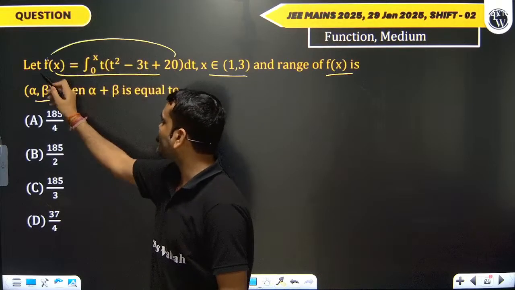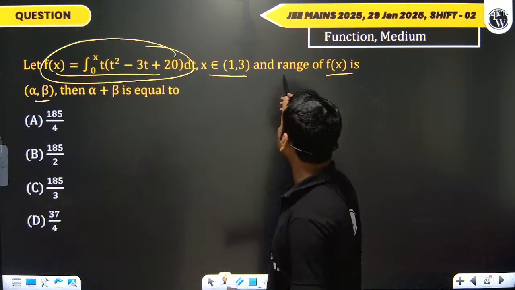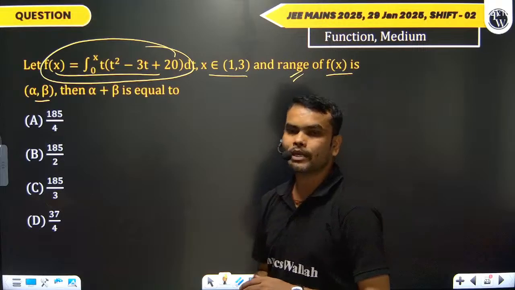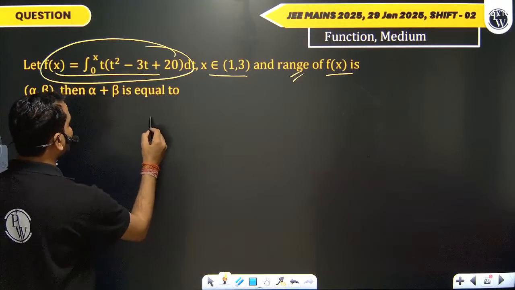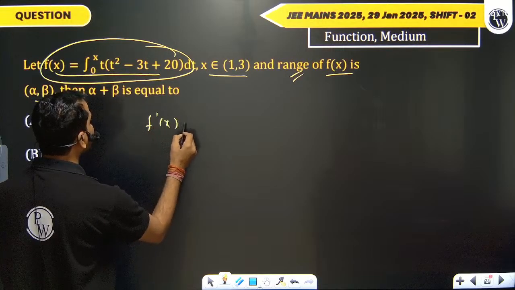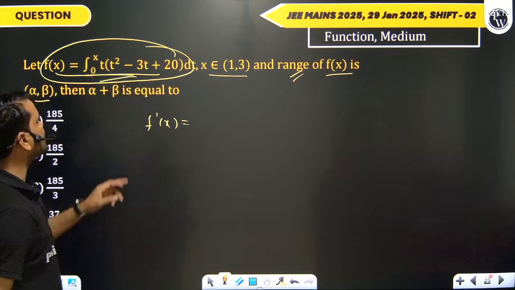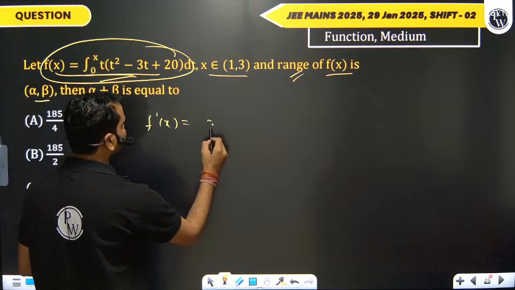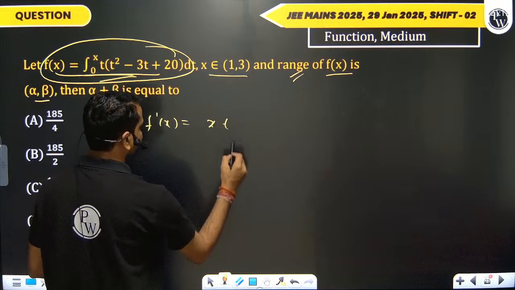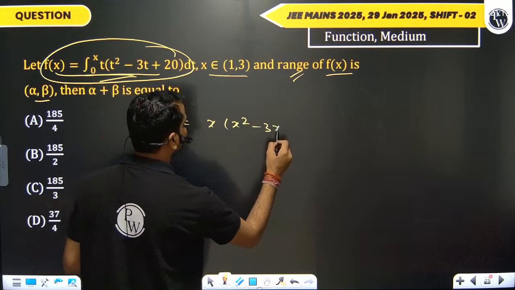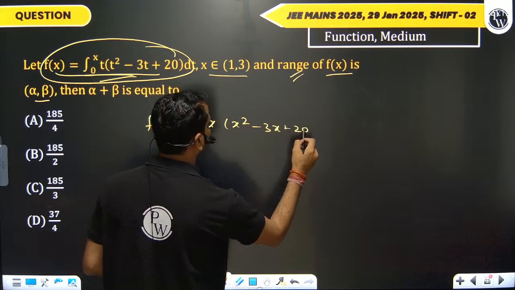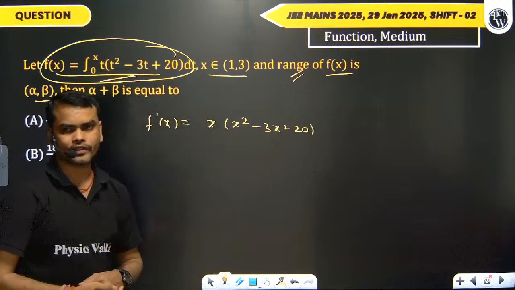Whenever you see this kind of expression and they are asking about the range, maximum and minimum value, it means you have to differentiate. So first we will differentiate this f of x. So f dash of x, what will come? This is the Leibniz rule you will apply. In place of t, you can place x square, x. So it will come x square minus 3x plus 20. This is your f dash of x.